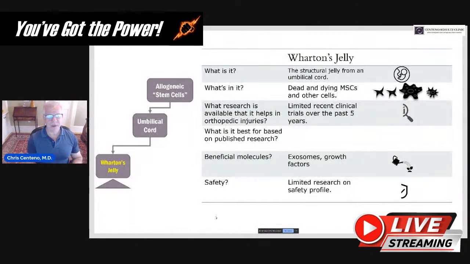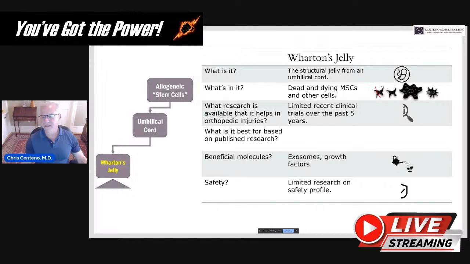Now we're going to switch topics, and now we're talking about allogeneic stem cells. So Wharton's jelly, this is the structural jelly from the umbilical cord. The biggest issue here, and with all these birth tissue products I'm going to go over, is that we've done this research with the Colorado State University Translational Medicine Institute. It's been done at Cornell. It's been done at UC Davis. And UC Irvine.